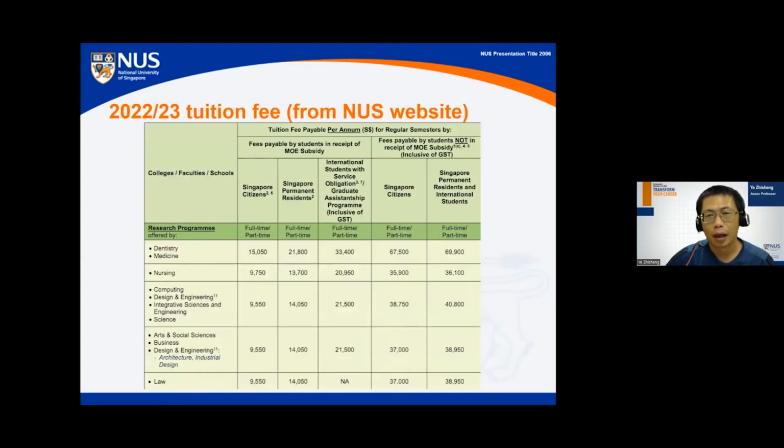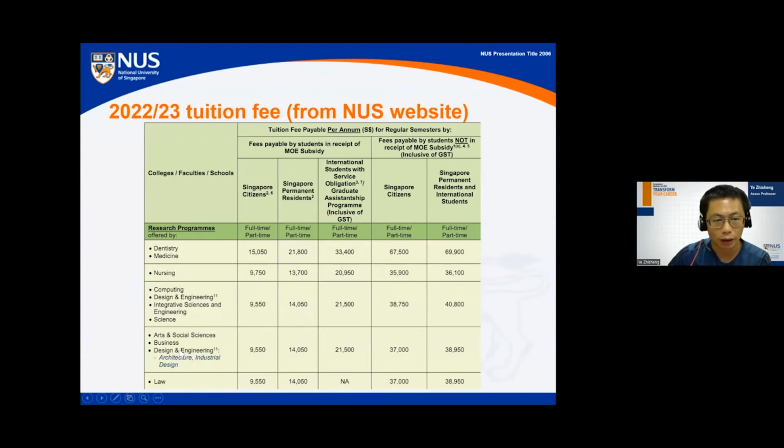And the last thing to know is the tuition fee. If you are interested in doing a PhD, but you cannot get a scholarship, then you have to pay the tuition fee and also the living expense by yourself. Here is the tuition fee I cut from the NUS website, but it is not finalized. So please do check the final tuition fee when you apply.